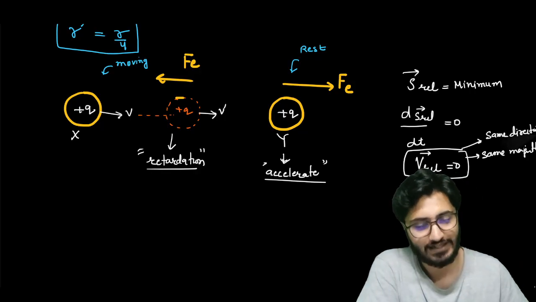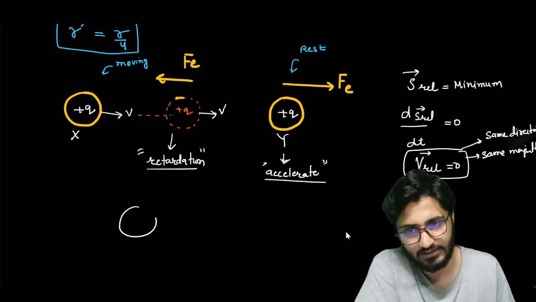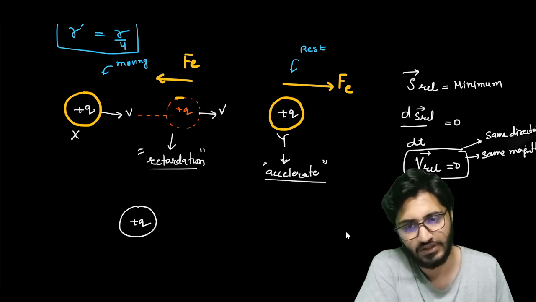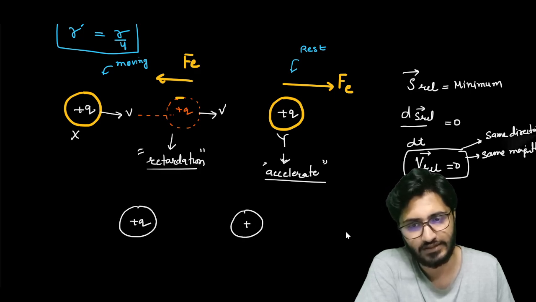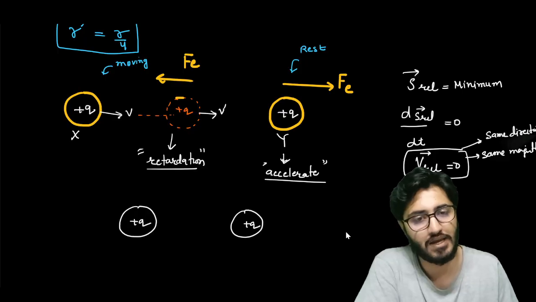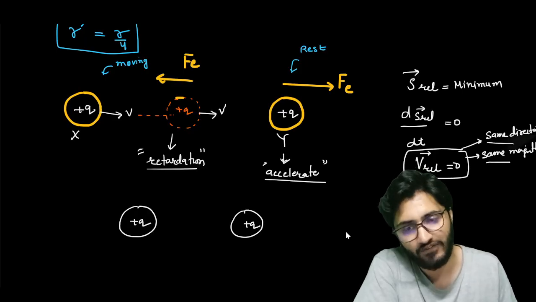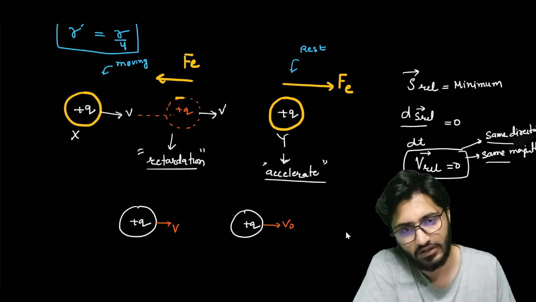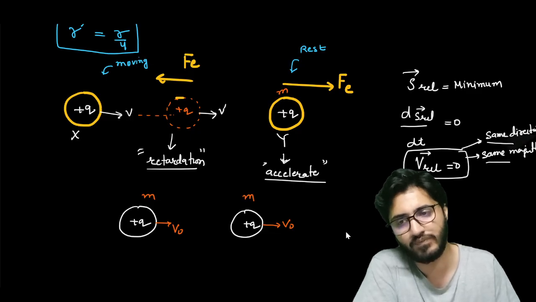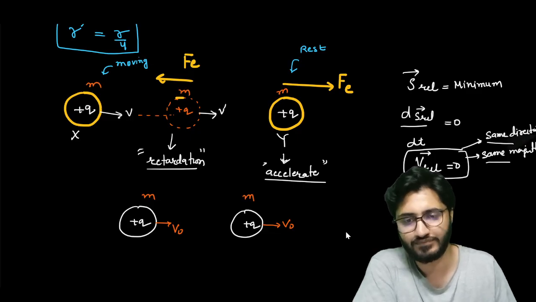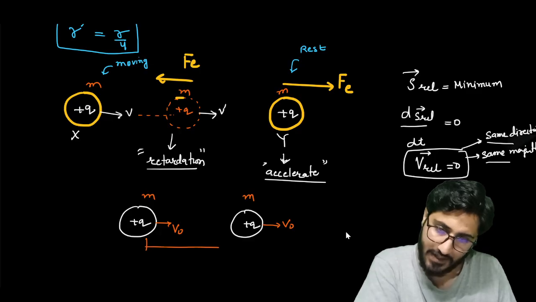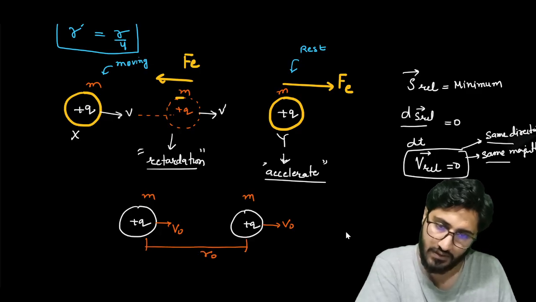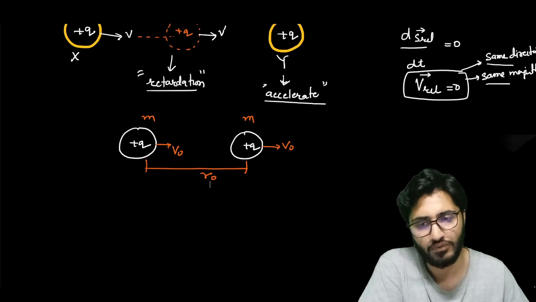So I can write now, if this is my particle with charge plus Q, and this is my particle with charge plus Q, both should have the same direction, same magnitude. So if the velocity of this particle is V naught, it should be V naught. It is only possible when masses are the same. Now let's take the masses the same. So here I will get my minimum distance, that is R naught. What is this R naught? We need to get it.